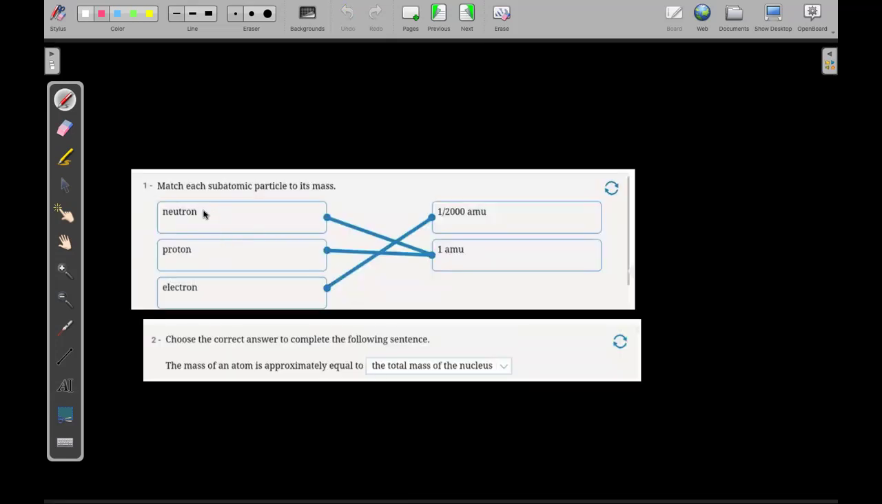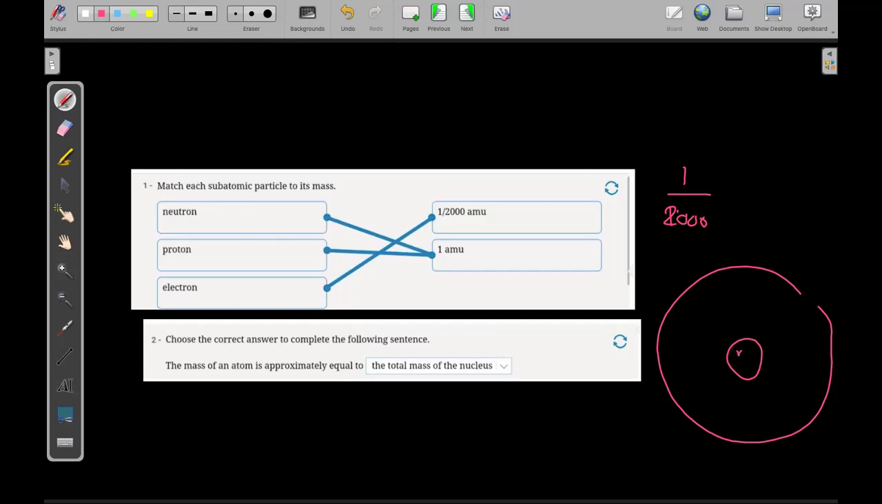Now let's arrange the masses of the neutron, proton, and electron. The neutron and proton each have a mass of 1 amu, but the electron has a negligible mass, about 1 over 2000. This is a very tiny number. So if this is the atom, it has a nucleus, and this nucleus has neutrons and protons. The mass of each is 1. The mass of the electrons around it is very tiny.